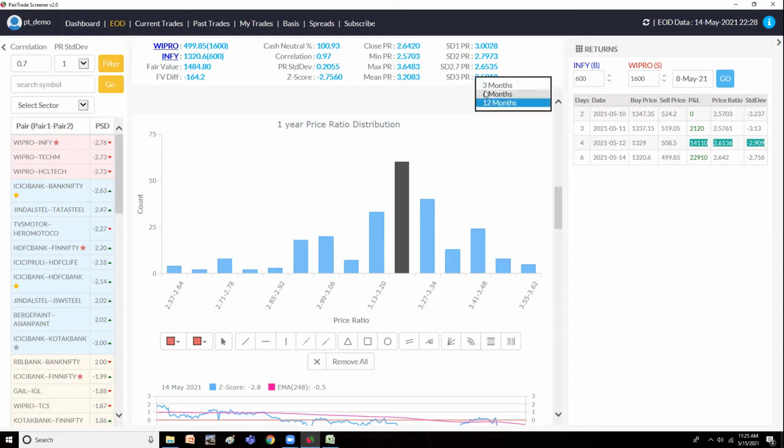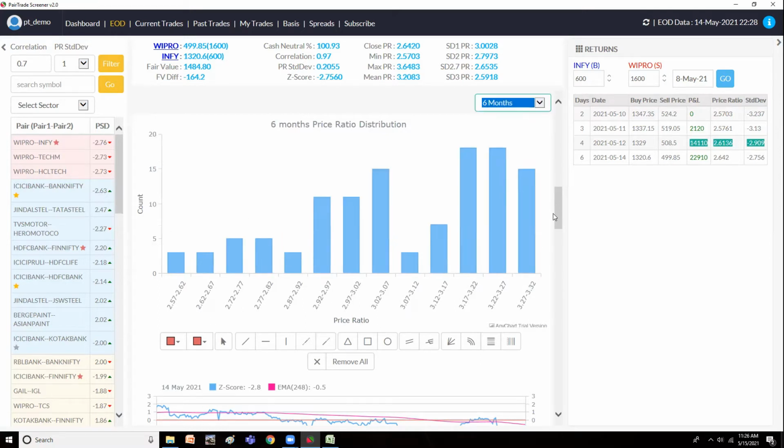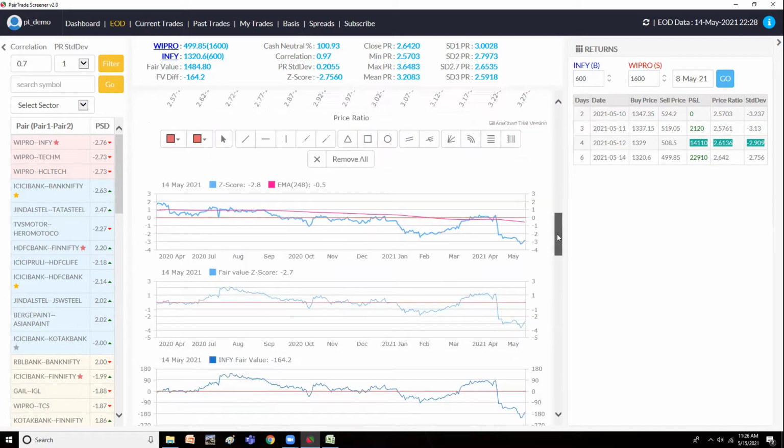I could look at the last 3 months distribution chart. If you see here, it is not at all in a bell curve form, but it's equally distributed over the price ratio of 2.57 to 3.5. I could look at the 6 months also. In the last 6 months, it has skewed towards the left hand side, that is to the negative side.